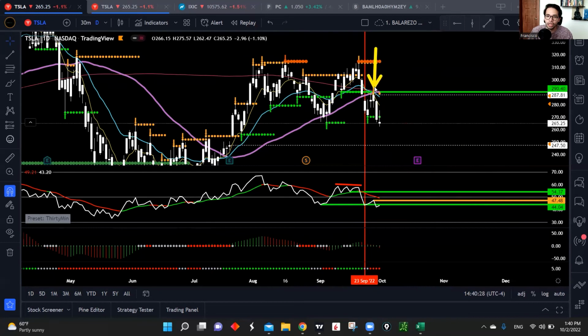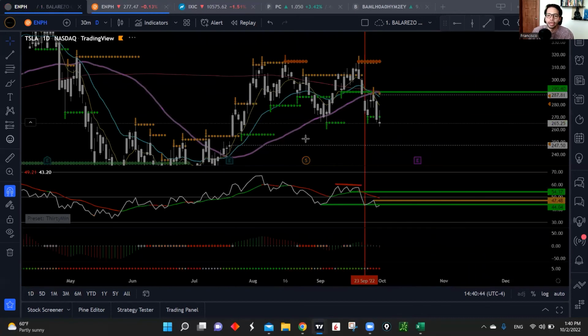And you can also see that we got some support in this 50 daily moving average, and now we're starting to get some resistance. So that means that we're changing a structure in those moving averages as well. So this one is looking pretty nice for a short position.